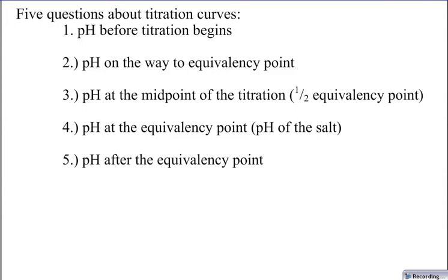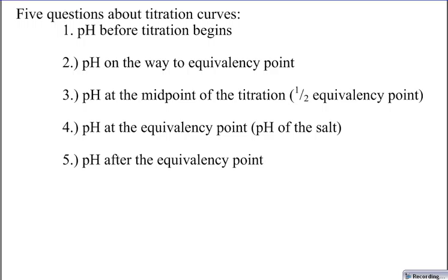So there are 5 points of interest. There are 5 questions that you'll get about a titration curve on a free response. I could ask you for the pH before you even begin the titration, in which case you just find pH the way we found it on every other problem. If it's a strong acid, you need to figure out the concentration of hydrogen and then do the negative log. If it's a weak acid, you would have to do a RICE table.